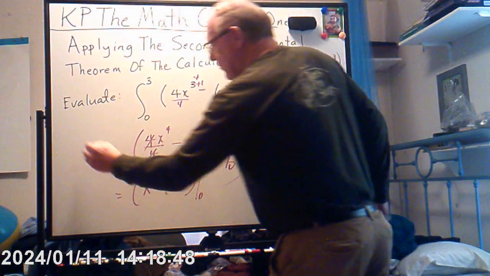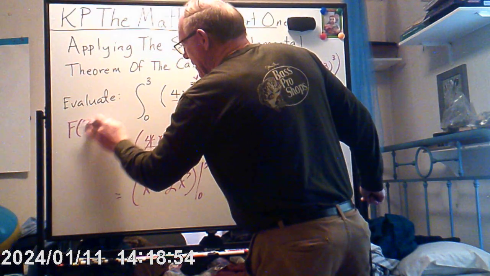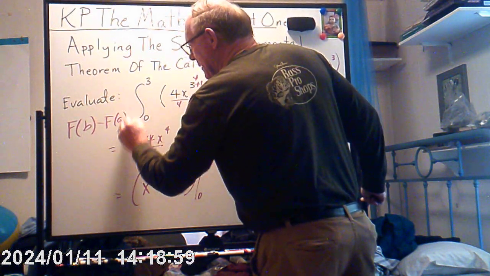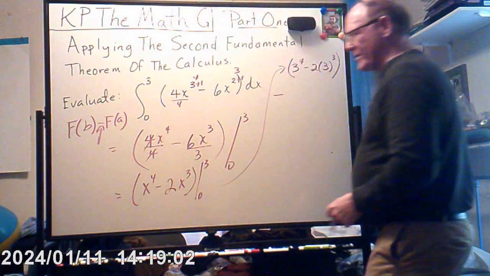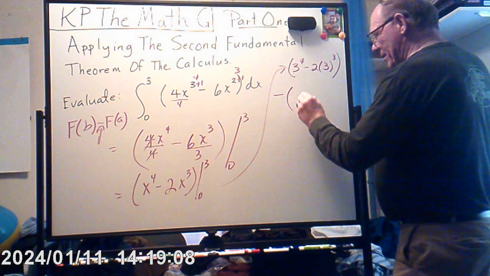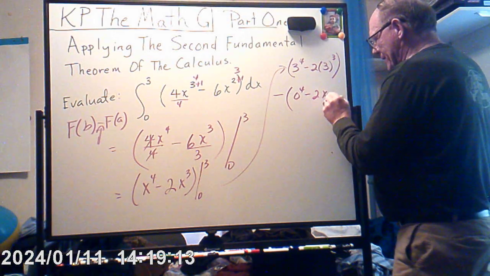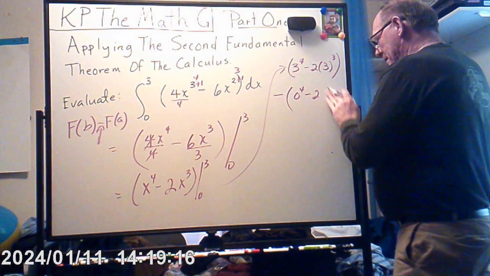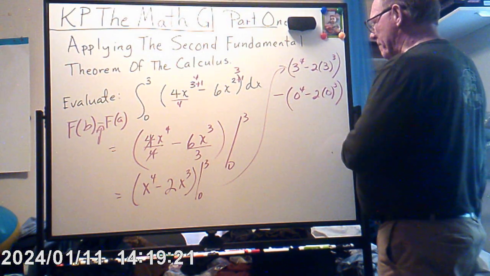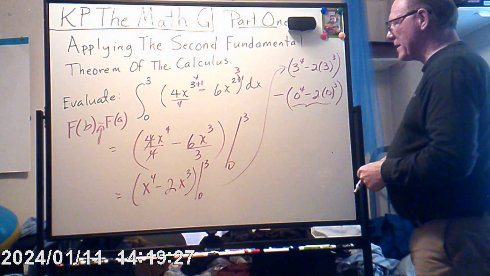Remember that this theorem says it is F at b minus F at a. So we have to incorporate the minus sign in between here. So we're going to do that. Minus 0 to the 4th minus 2 times 0 cubed. Well, I believe you know what all that is, don't you? Let's see what we have here.